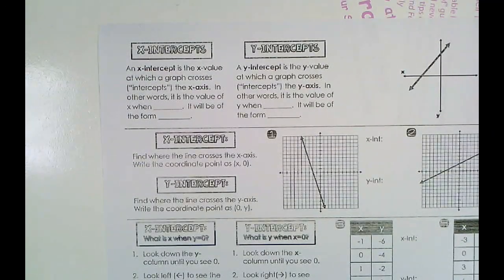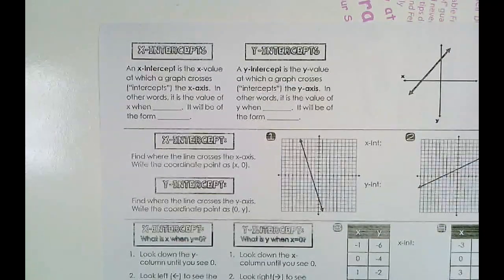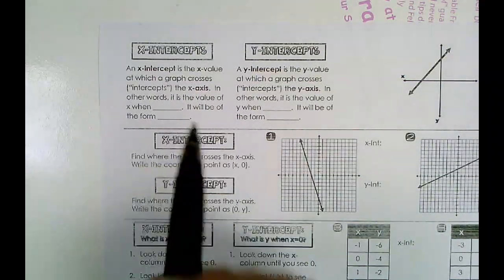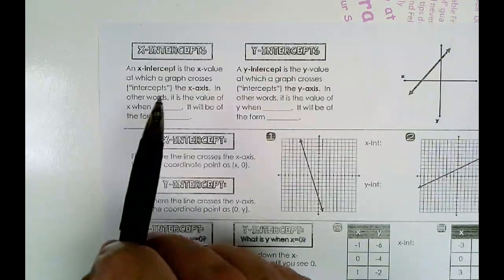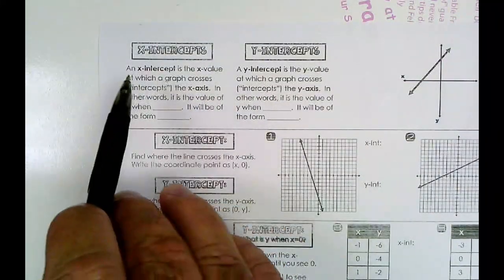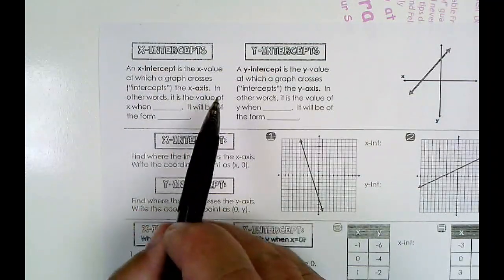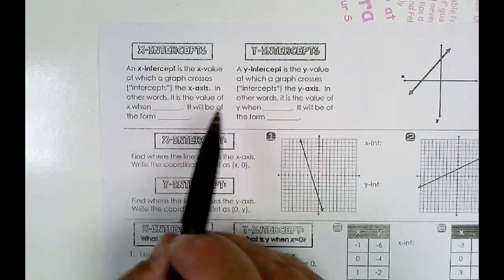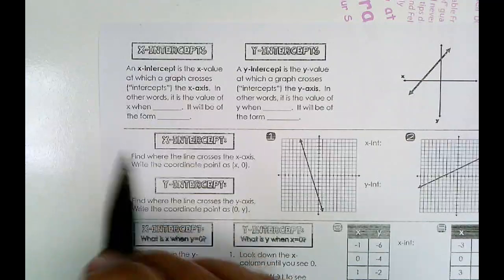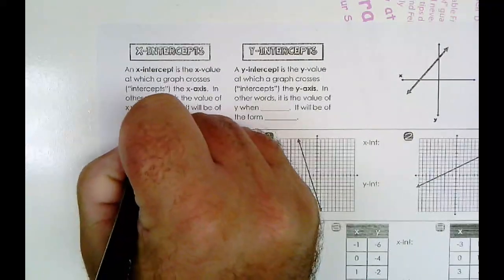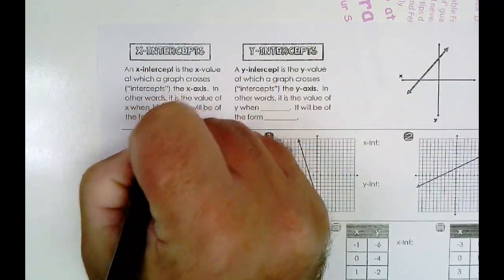Okay, today we're going to be talking about finding x and y intercepts, what they are, and how to find them through a graph, through a table, and through an equation. To start off, an x-intercept is the x value at which the graph crosses or intercepts the x-axis. In other words, what is the value of x when y is equal to 0?